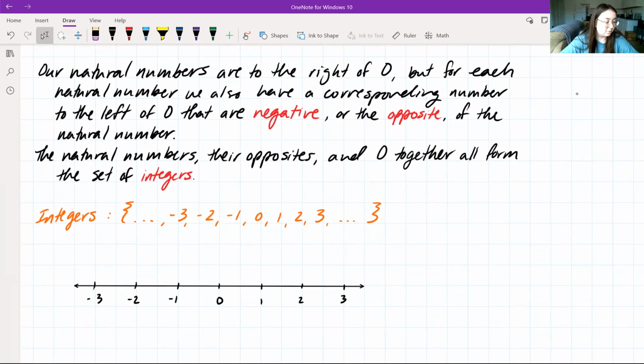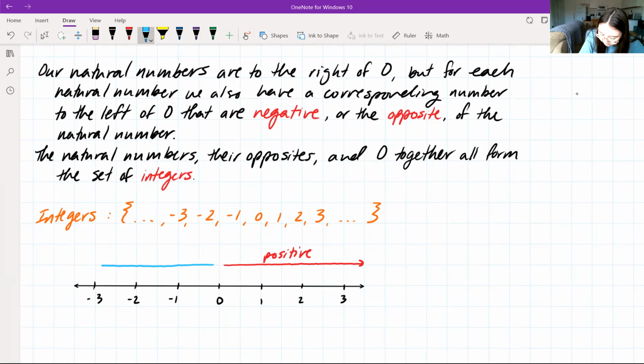So if we want to do a bit more of identifying here, we have this number line. And what we want to say is that any number greater than 0 is going to be positive. So we can draw an arrow. We say that these values are positive, while numbers less than 0, or to the left on a number line, are negative.